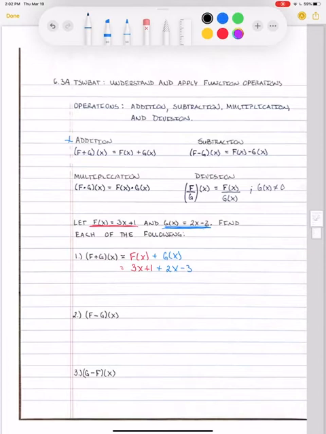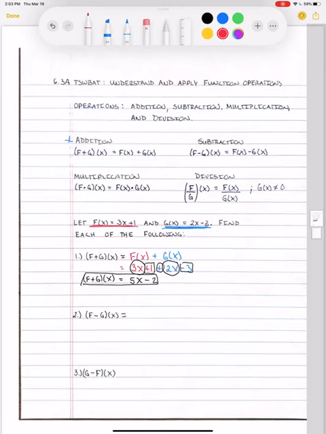From here, I'm just going to combine like terms. I have a 3x and a positive 2x, that's important, so that will get me 5x. Then I have a positive 1 and a negative 3. Positive 1 plus negative 3 is going to be negative 2. So (f + g)(x) equals 5x minus 2. Okay, let's try it again.